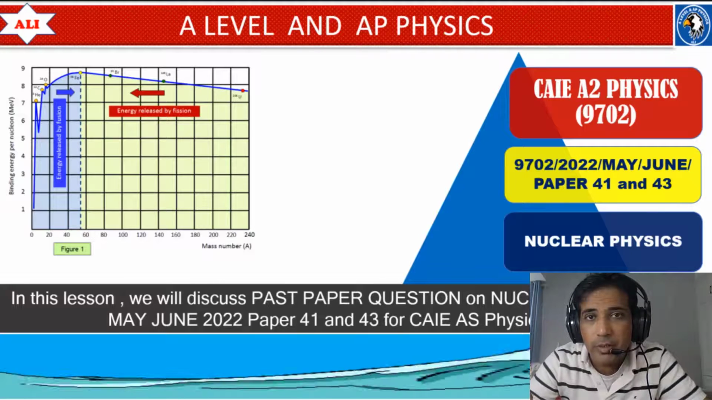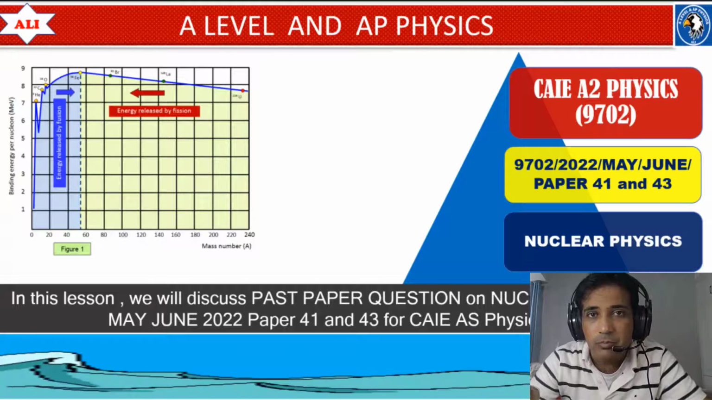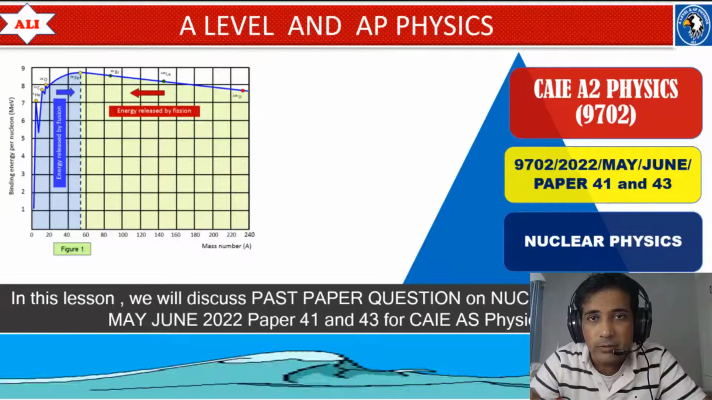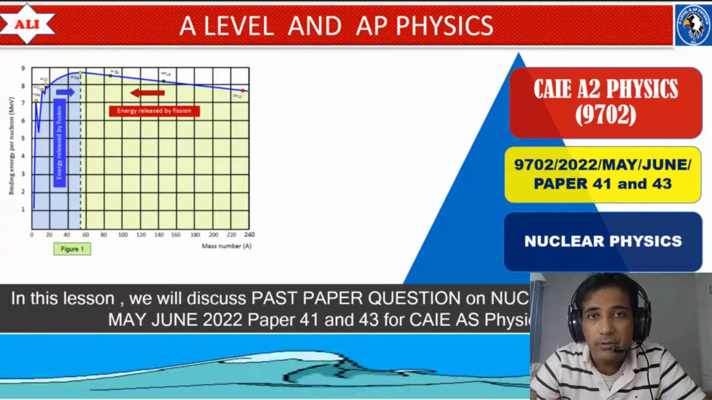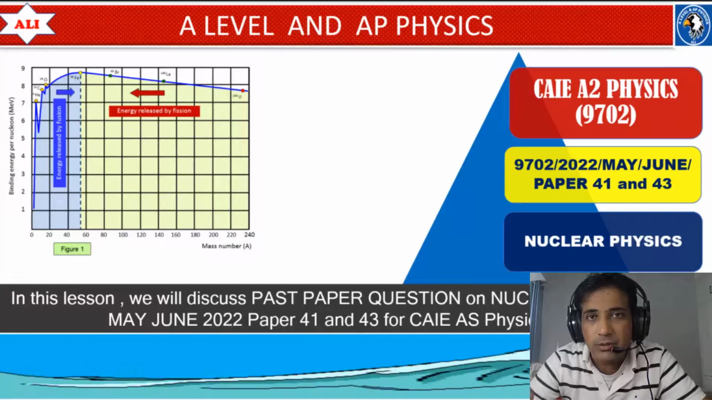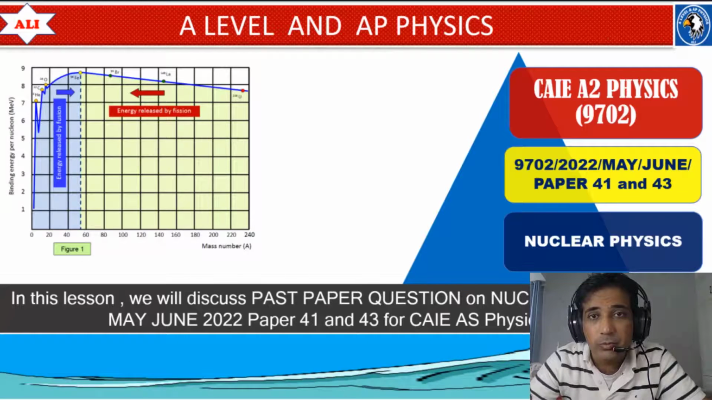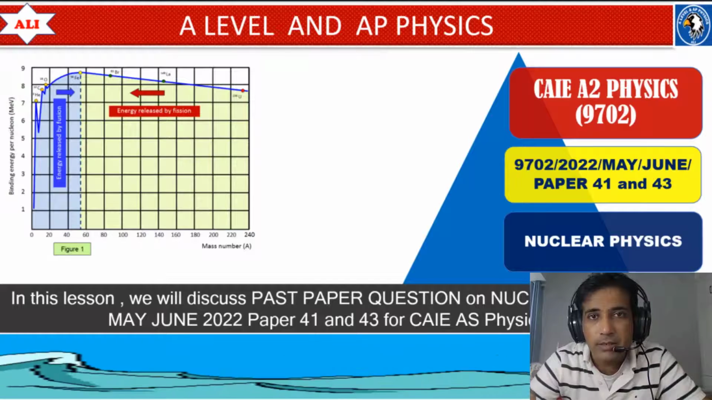Then we will talk about binding energy per nucleon and mass number, and how we can sketch a graph between binding energy per nucleon and mass number. Then we will talk about nuclear fusion. We will discuss when energy will be released from nuclear fusion and when energy will be absorbed by nuclear fusion. Very important point. Then we will talk about energy released in any nuclear reaction, and how we can calculate it. Let's study together. Let's improve together.